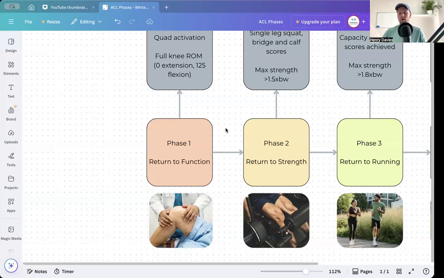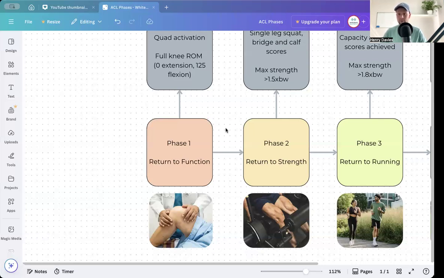Now, if you don't pass those criteria, you can't just skip through into the next phase. You've got to make sure that you've really nailed that. So this should be daily activity, multiple times a day, really just trying to get after that extension. And don't get me wrong, it can be really uncomfortable. It can be quite painful at times, unfortunately.